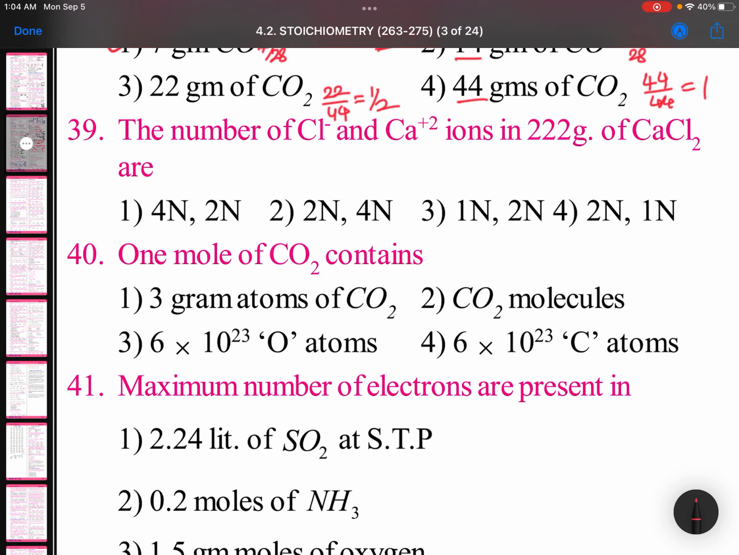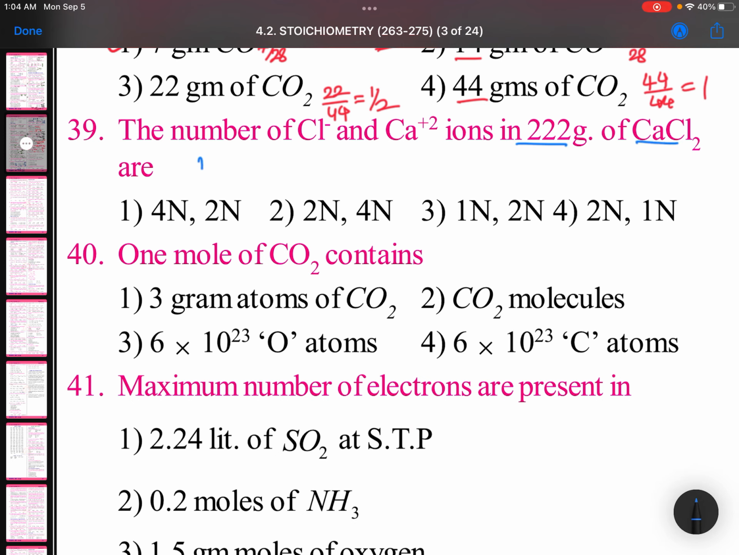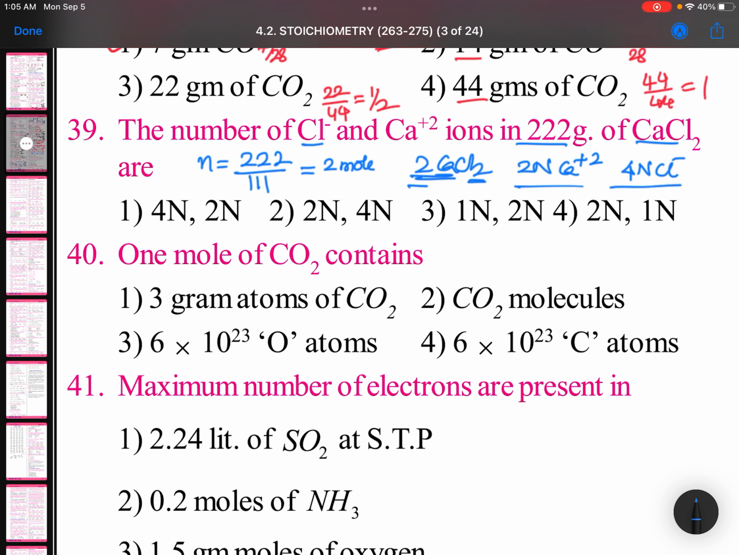The number of Cl minus and Ca plus 2 ions in 222 grams of CaCl2. See, calcium chloride molecular mass is 111. Mass is 222 divided by 111, it is equal to 2 moles, means 2 CaCl2. So 2N calcium plus 2 ions, and 4N Cl minus ions. He is asking Cl minus and Ca plus 2, first Cl then Ca, option 1.